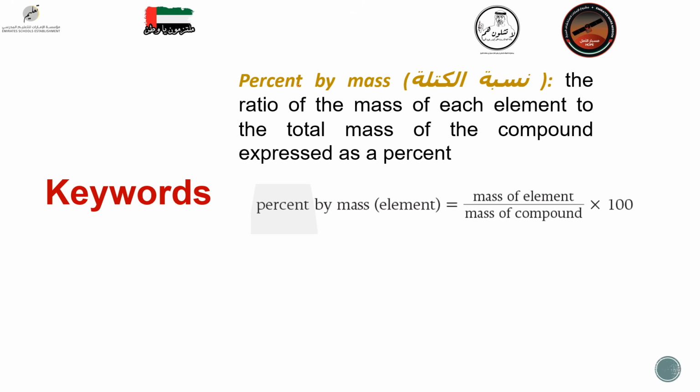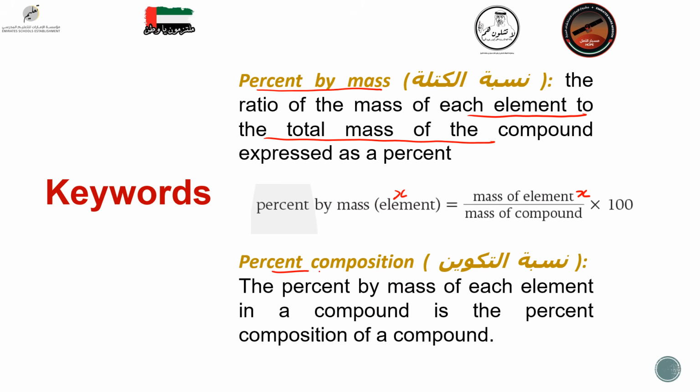We need to learn the keywords here. The first keyword is the percent by mass. It's the ratio of the mass of each element to the total mass of the compound. So percent by mass of element X, for example, will be the mass of element X over the mass of the compound times 100. So it's like a percent equation in math.